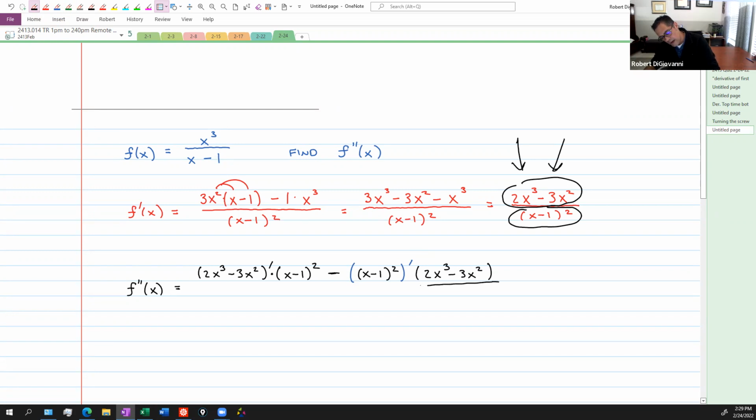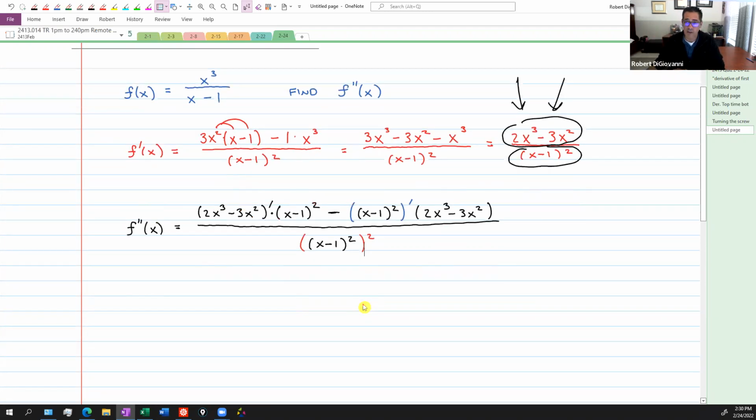And then all of that over the bottom. Here's the bottom, right? But I have to square the bottom. So I'm going to be squaring something that's already squared, so it's going to go to the 4th power. But I'm just showing you what's happening here. Any questions?